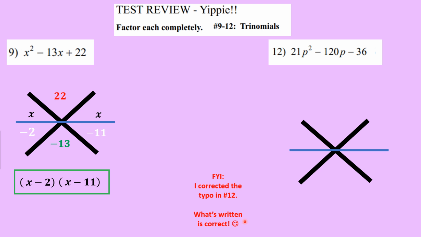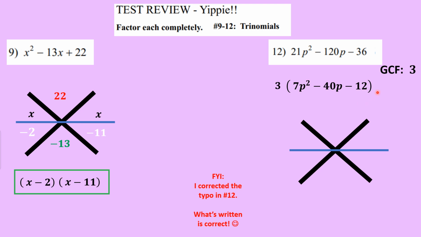So here we go. First in number 12, I noticed that 21 and 36 are both divisible by 3, and so is 120. I'm not looking at the signs, just the actual numbers. So right now I know there's a GCF of 3. I'm going to factor that out. So 3 on the outside, and then everything else left over when I divide through, 7p squared minus 40p minus 12, goes inside your parentheses.